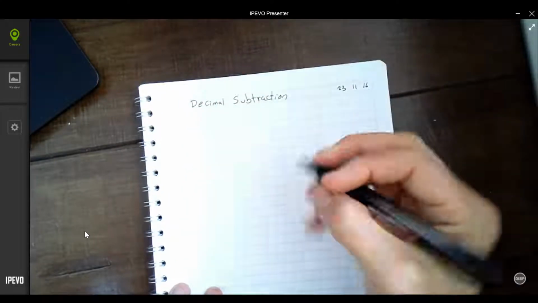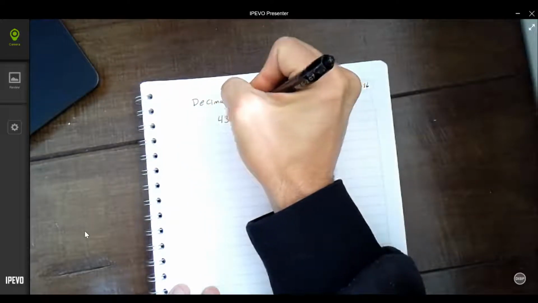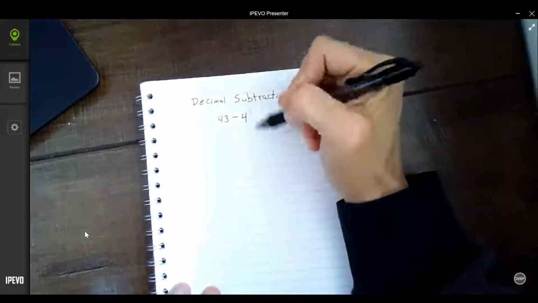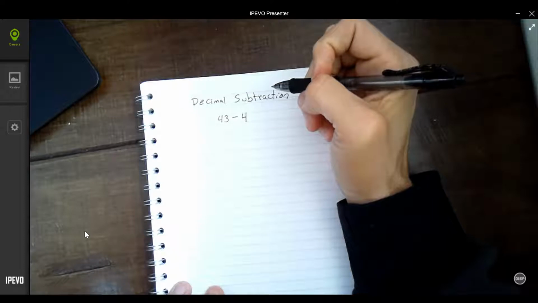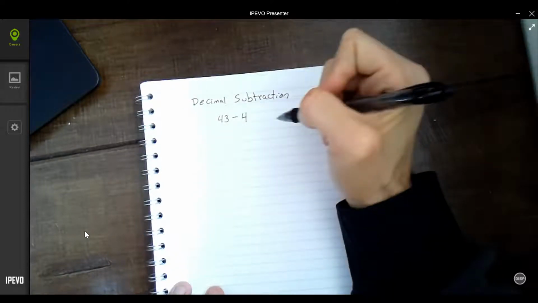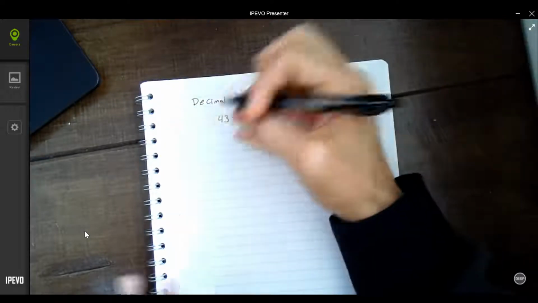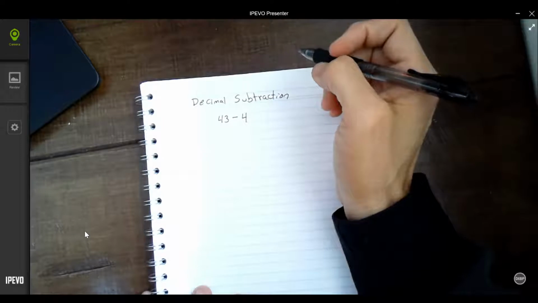Okay, so the first problem that we're going to look at is 43 minus 4. So again, what I want you to do, I want you to draw this out. Don't just solve it. Okay. So draw it out so we get used to kind of seeing these numbers. So go ahead and do that.